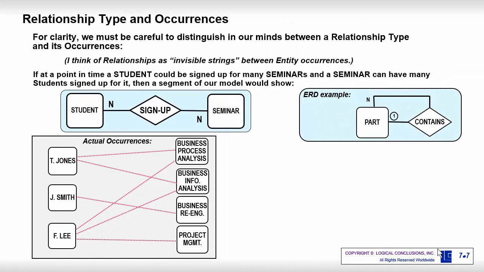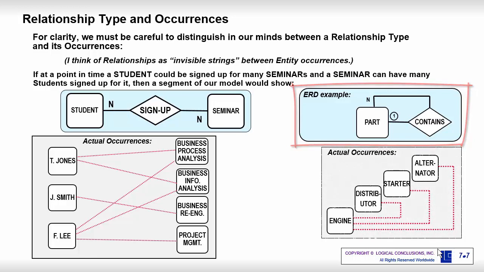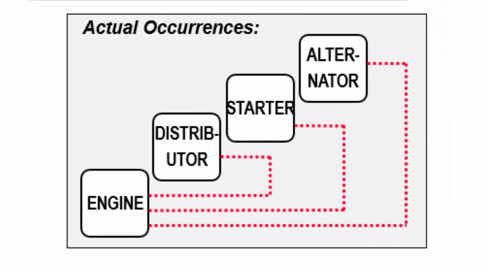I said in the definition at the beginning of this section that a relationship could associate 2 or more occurrences of one entity. Here's an example. The ERD may look strange, but it's valid. It states that a part can contain many other parts. In the actual occurrences view, we can see that an engine can have other parts such as a distributor, starter, and alternator, etc.